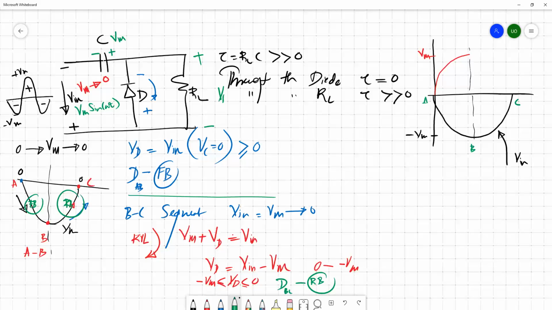So the VRL would be now, if you apply Kirchhoff's voltage law, VRL plus Vin equals Vm. So this equals Vm minus Vin. So initially Vin is actually Vm, so then this is 0. From 0, once this Vin moves to 0, this becomes Vm.